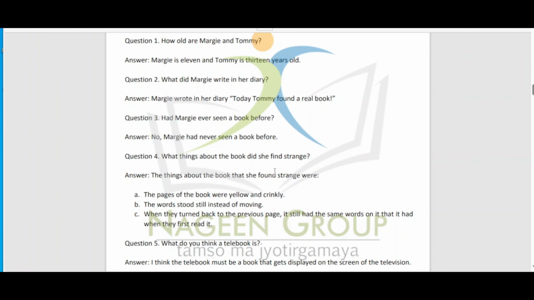But they were surprised. Why? Because they usually had their books on their screen only. So according to them, the words stood still. It was a very surprising thing for them. When they turned back to the previous page, it still had the same words on it, the same words it had when they first read it. So they got very surprised to see all these points.